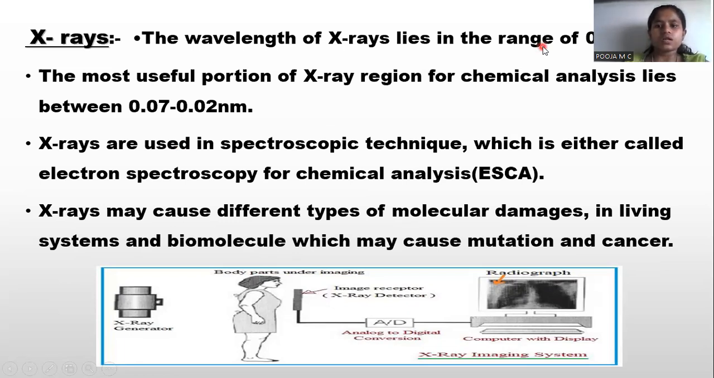0.01 to 10 nanometer. The most useful portion of the X-ray region for chemical analysis lies between 0.07 to 0.02 nanometer. X-rays are used in a spectroscopic technique called electron spectroscopy for chemical analysis, that is ESCA. X-rays may cause different types of molecular damage in living systems and biomolecules, which may cause mutation and cancer.